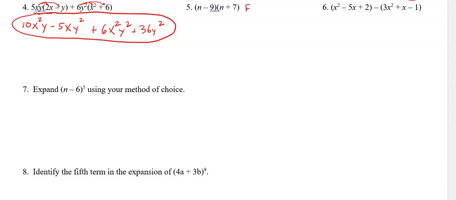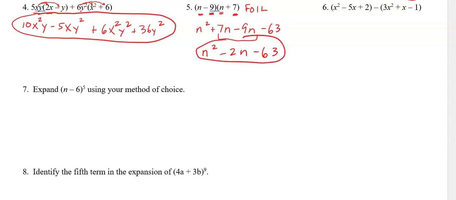Number 5, when I multiply two binomials together, this should be a review for you. This is just the FOIL method. So first terms multiplied together, that's n squared. Outside terms multiplied together, n times 7 positive makes plus 7n. Inside terms, negative 9 times n makes negative 9n. And then the last terms, negative 9 times 7 is negative 63. And then you just combine these terms in the middle, the like terms, and 7n minus 9n is negative 2n minus 63. There's my answer.